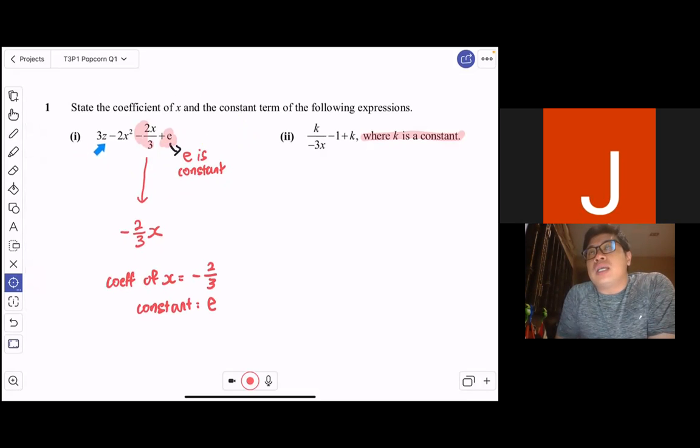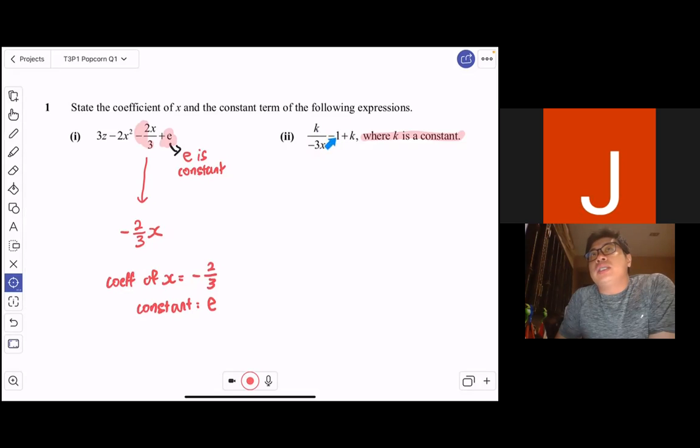Because if it's not stated in the question itself, usually in assessments we will be very, very clear which letters are variables and which letters are constants. Like in this case, you notice x is a variable, but k is defined as a constant. But in this question here, z is not given any information. So on the side of caution, you have to assume that z is a variable. Okay, so x is a variable, and the number that is multiplied to x is negative 2 over 3, which is why we say that this is the coefficient of x. Okay, and negative 2 over 3.